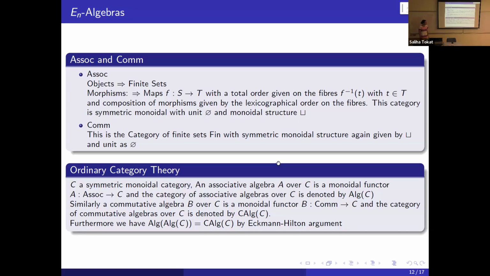And what about associative algebras over the associative algebras of C? This gives us the commutative algebras over C, because the Eckmann-Hilton argument states that if we have two monoidal operations on a set, and one of the monoidal operations is a homomorphism of the other, then these two monoidal operations are actually the same, and it commutes through the other.